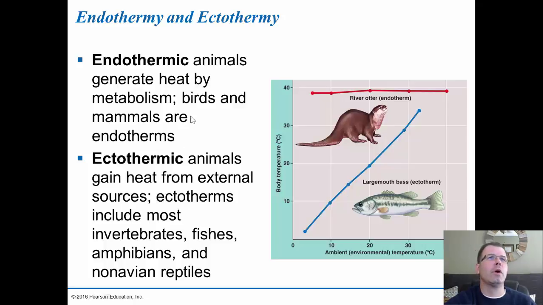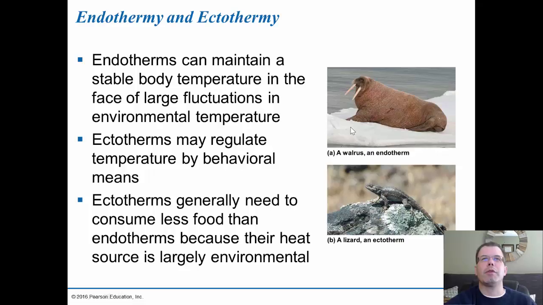Now, we mentioned this before. Endothermic animals generate heat by metabolism, and so birds and mammals are endotherms. And again, the endotherm is going to be maintaining internal body temperature no matter what the system. And again, the ectothermic animals are going to be more of a conformer, because they're going to respond to the external sources. And so again, most include invertebrates, fishes, amphibians, and non-avian reptiles. And so again, they respond to the external environment, where mammals and birds really have their own temperature, and again, are using metabolism to do that.